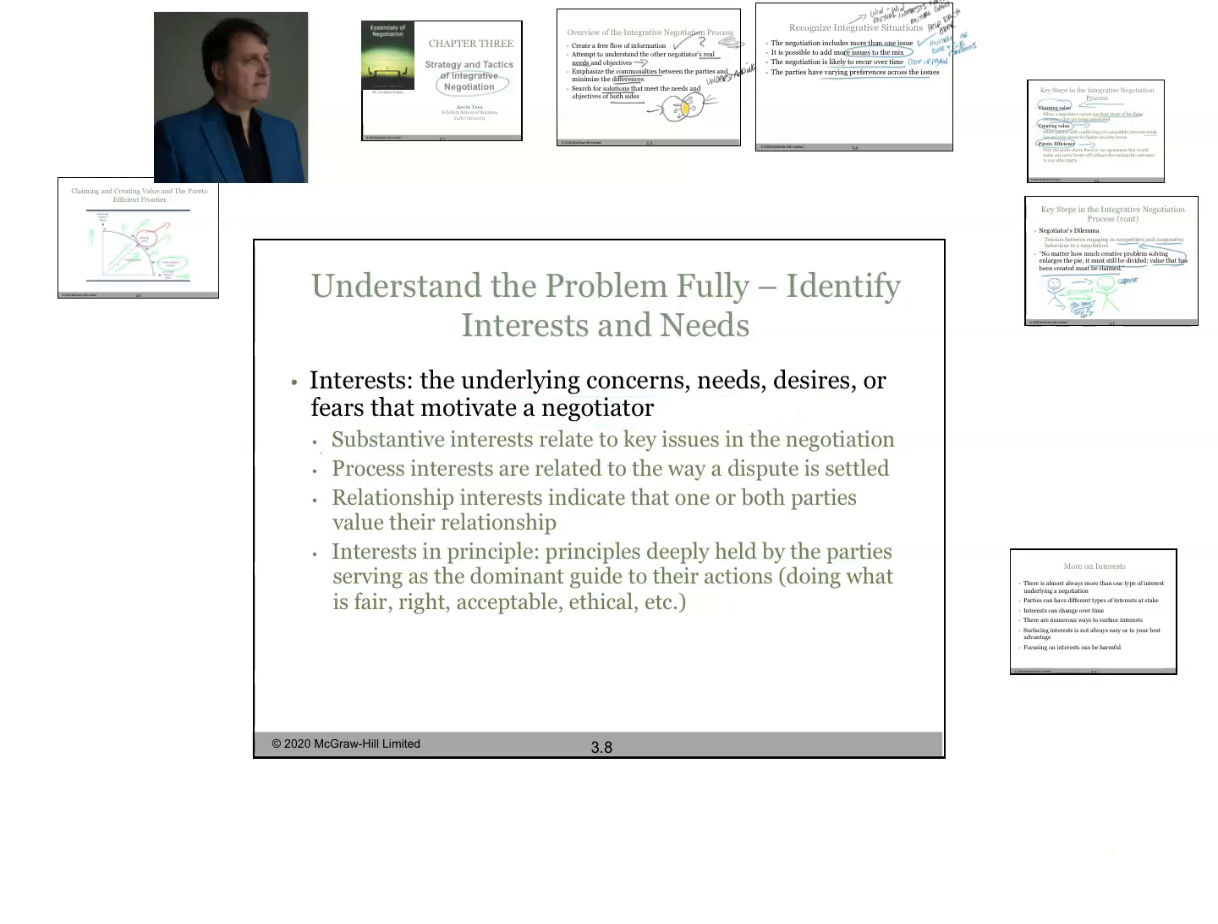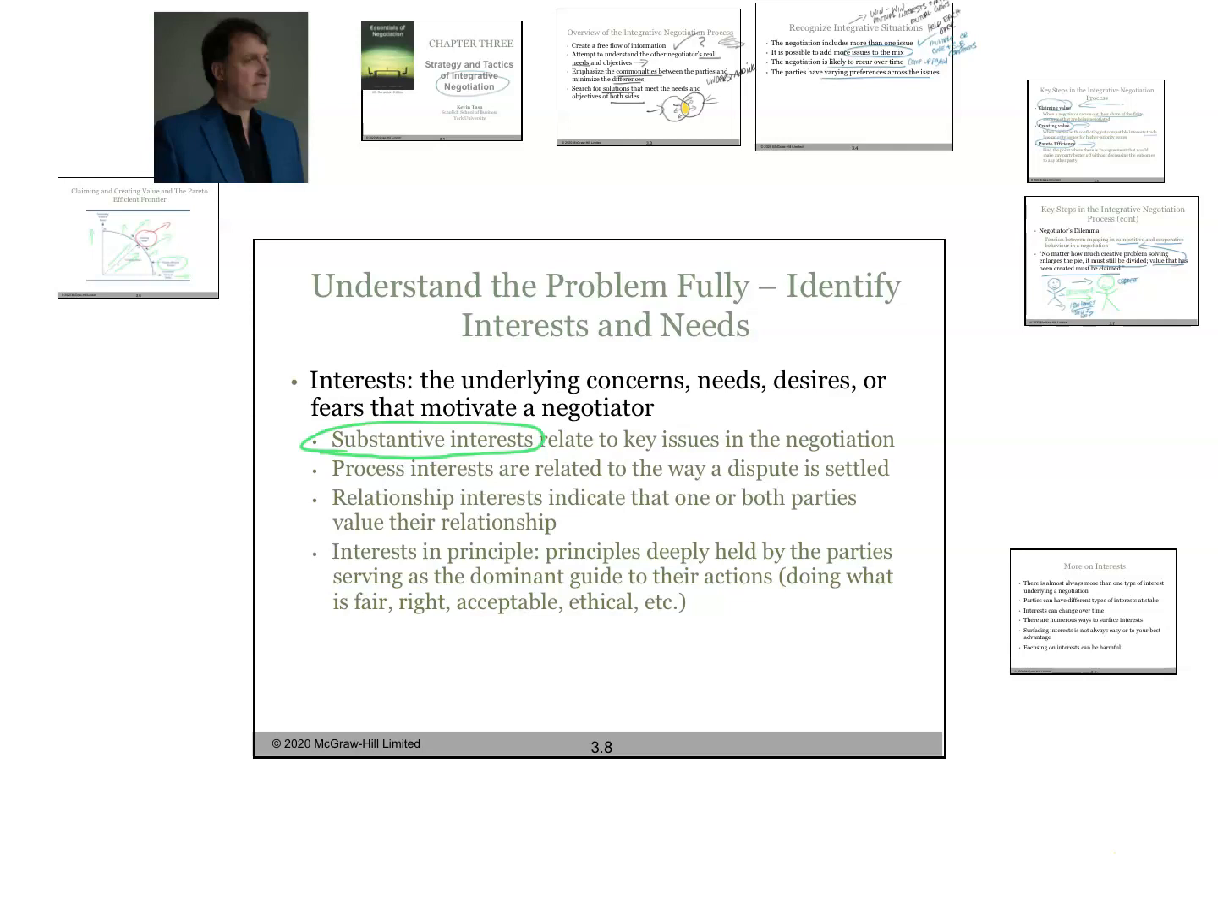There are substantive interests, and these relate to key issues in the negotiation. So this is very clearly connected to the specific issues that are being negotiated. So if you're talking about price, delivery schedules, quality control, whatever those issues are that you're working out, the substantive interests are either your or your opponent's interests in the outcomes they want from those issues.